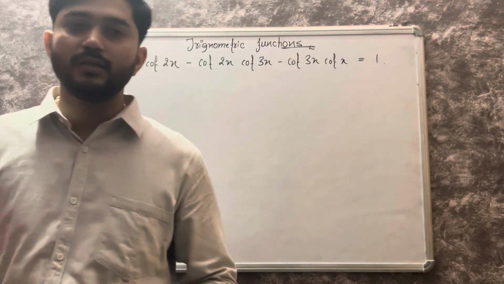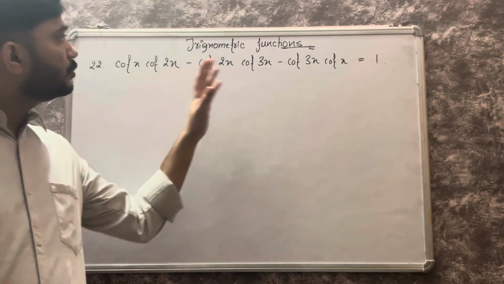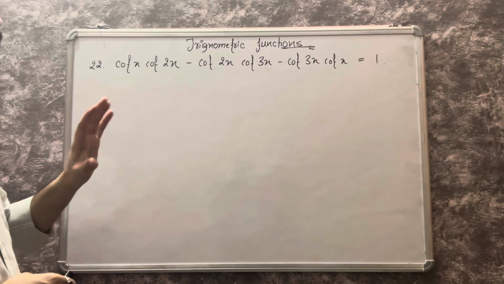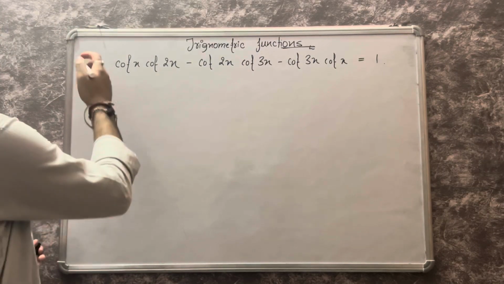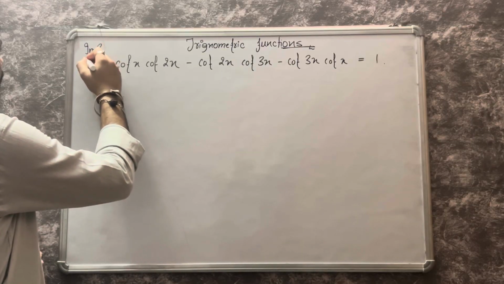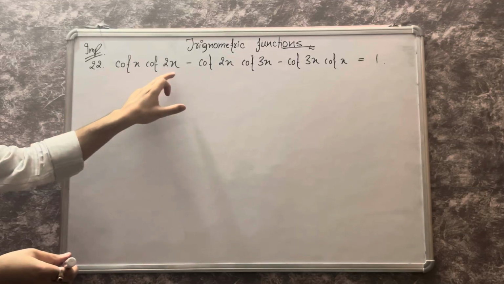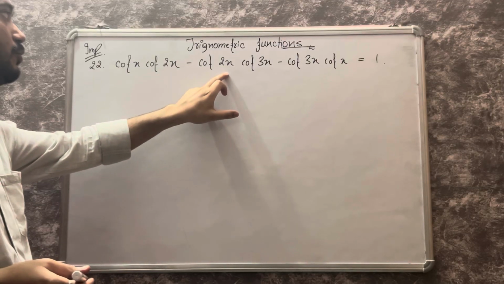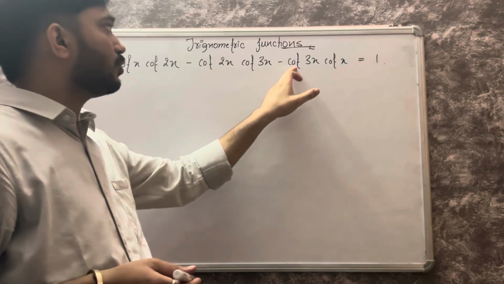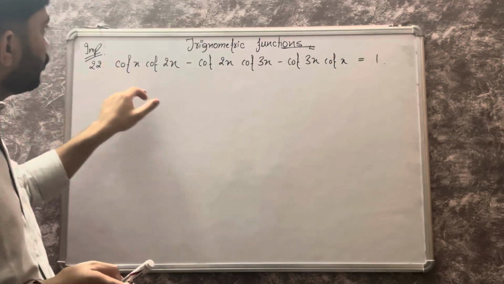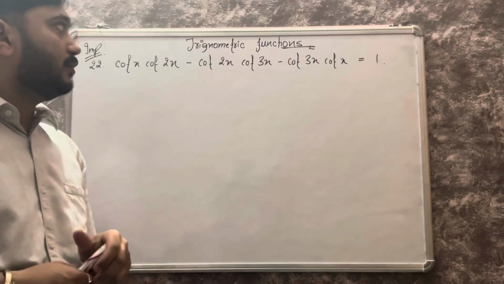Good morning everyone, and today we are going to solve some more questions of trigonometric functions. And the first question is quite special. On the left hand side we have cot x cot 2x minus cot 2x cot 3x minus cot 3x cot x equal to 1. We have to prove this left hand side equal to 1.